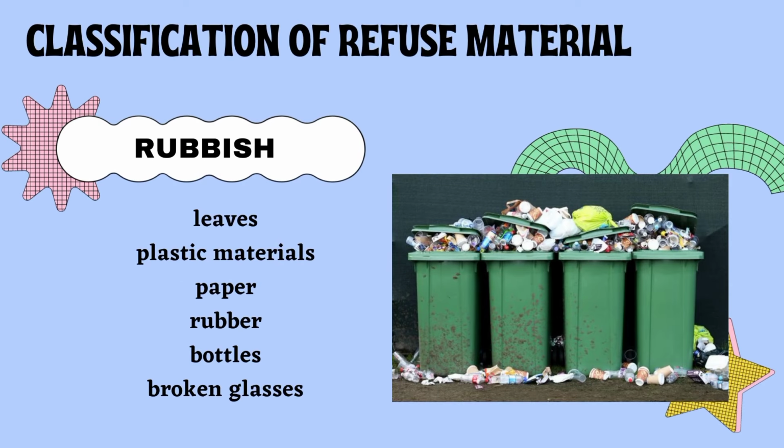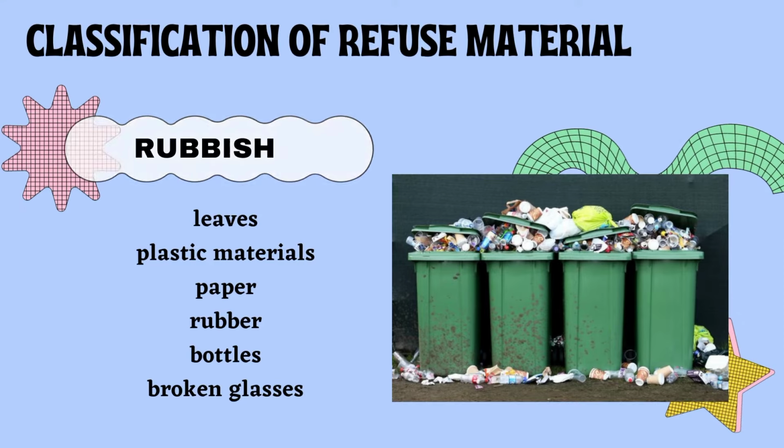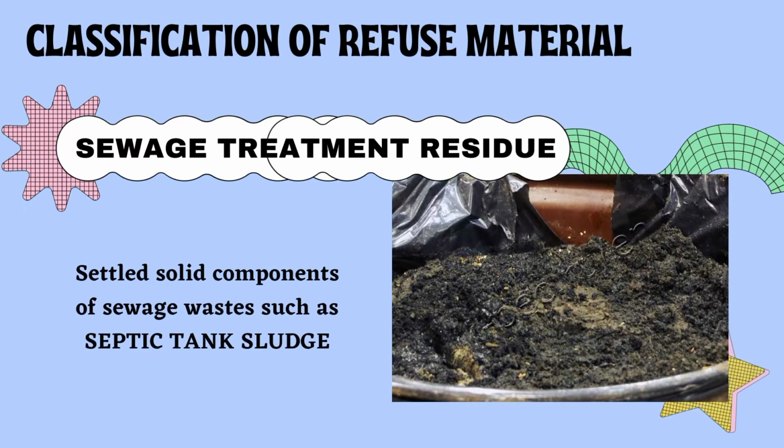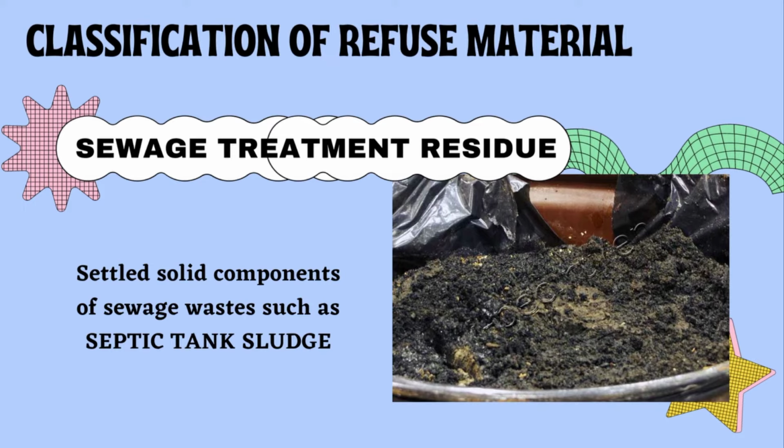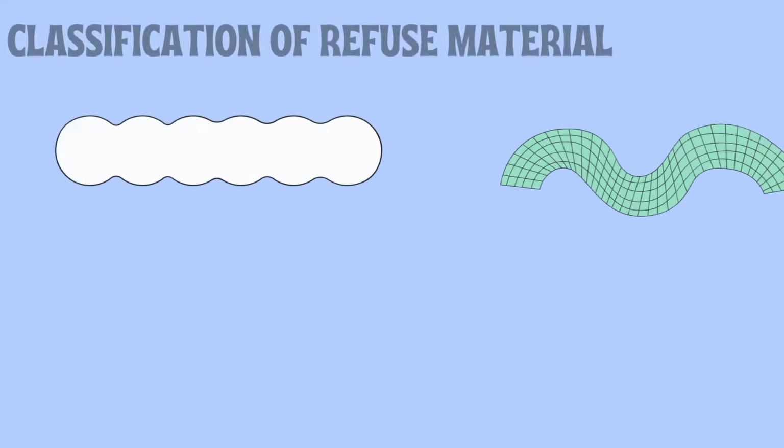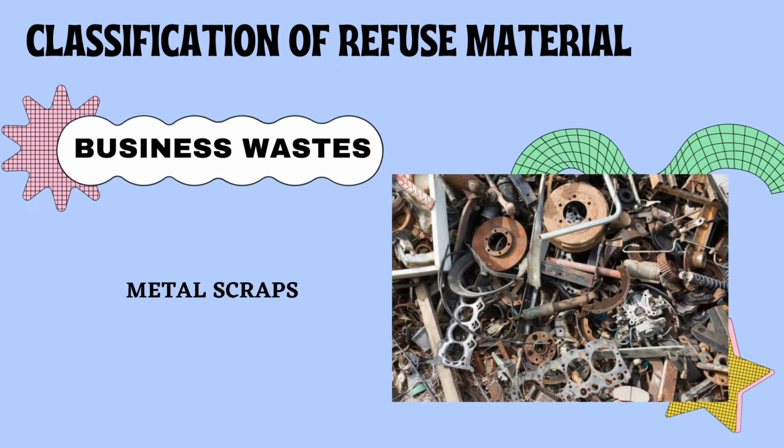Now, let's have the classification of refuse materials. First is rubbish. Rubbish are leaves, plastic materials, paper, rubber, bottles, and broken glasses. Next is sewage treatment residue. These are settled solid components of sewage wastes such as septic tank sludge. Next is business wastes. These are metal scraps.